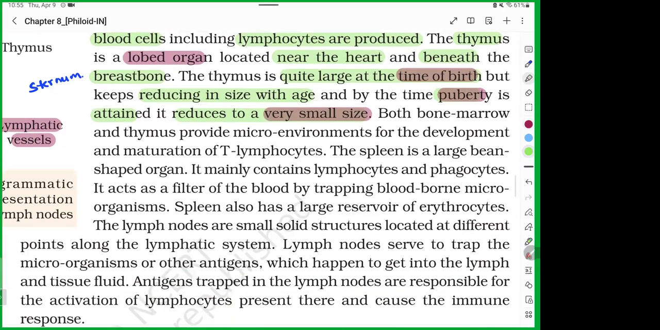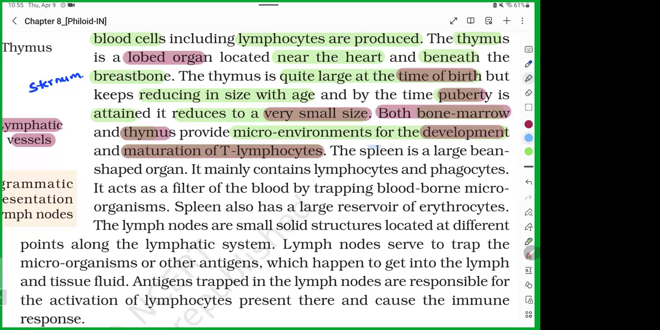Both bone marrow and thymus provide the proper environment for the development and maturation of T lymphocytes. Correct? Both. Remember, the word both is important. Both bone marrow and thymus provide the proper environment where T lymphocytes can mature and develop.